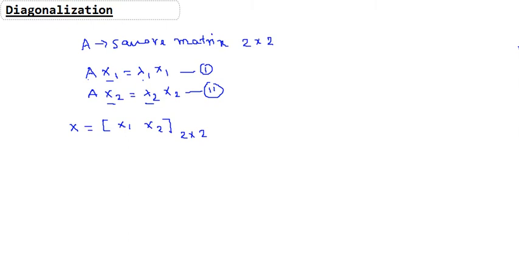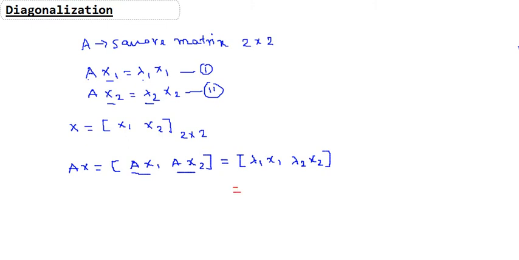Suppose x is a 2 by 2 matrix, then what do we get? If I multiply A with x, we get Ax1, Ax2, as we discussed. Now the value of Ax1 from equation 1 is lambda 1 x1, so we get lambda 1 x1, and from equation 2 we get lambda 2 x2. So this also can be written in this way.